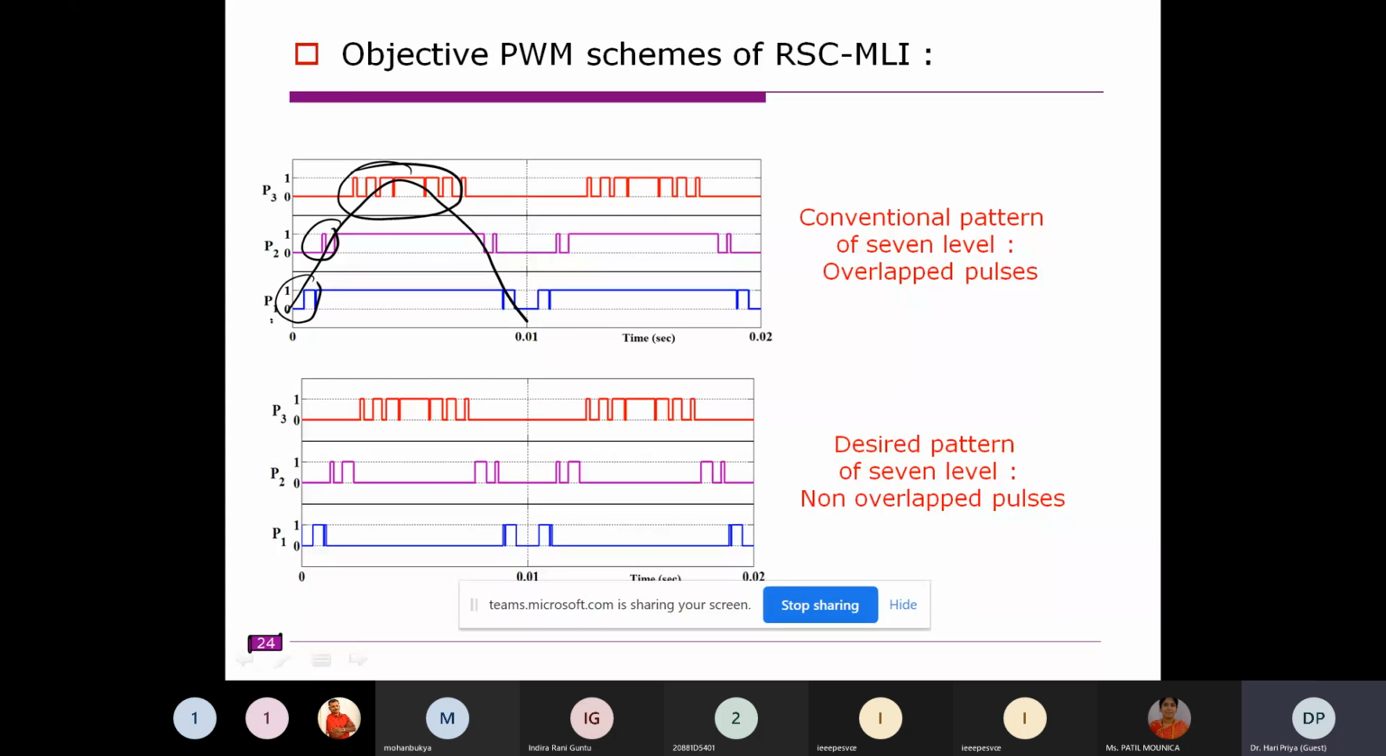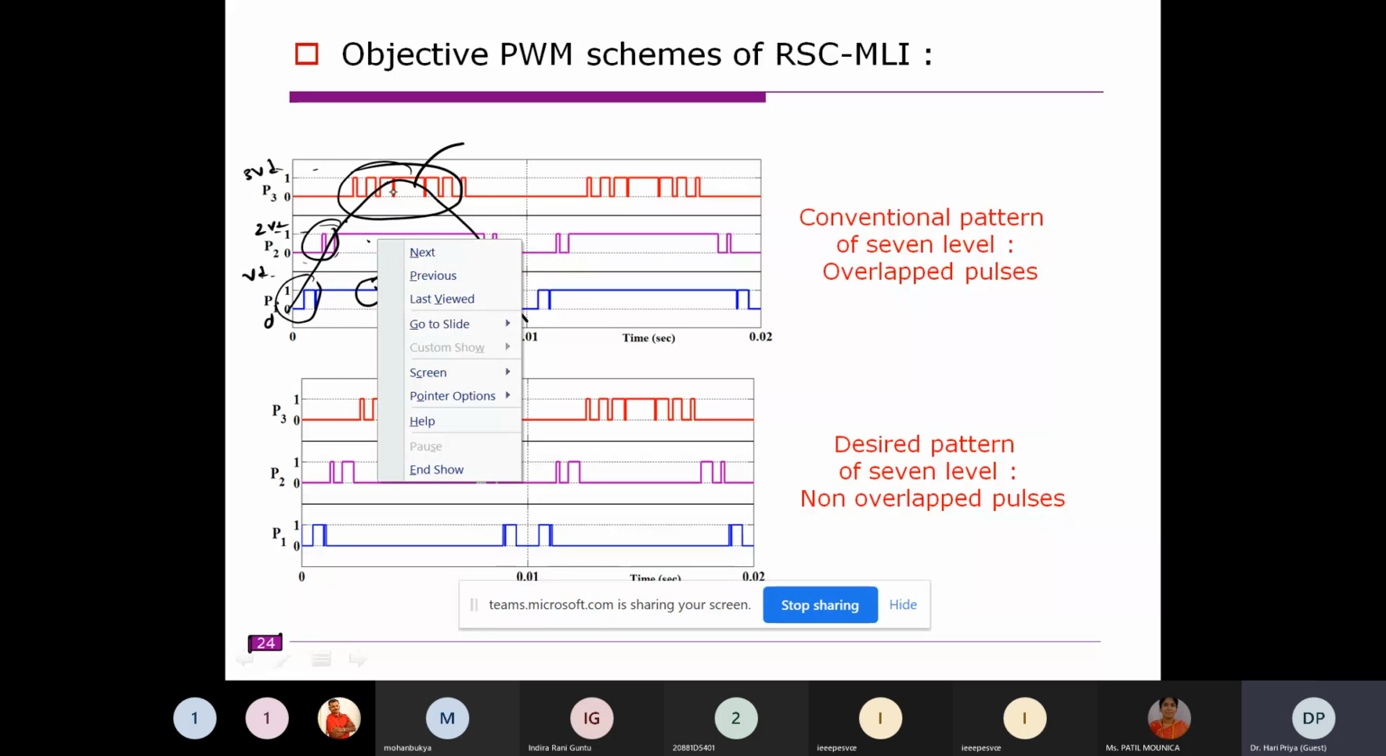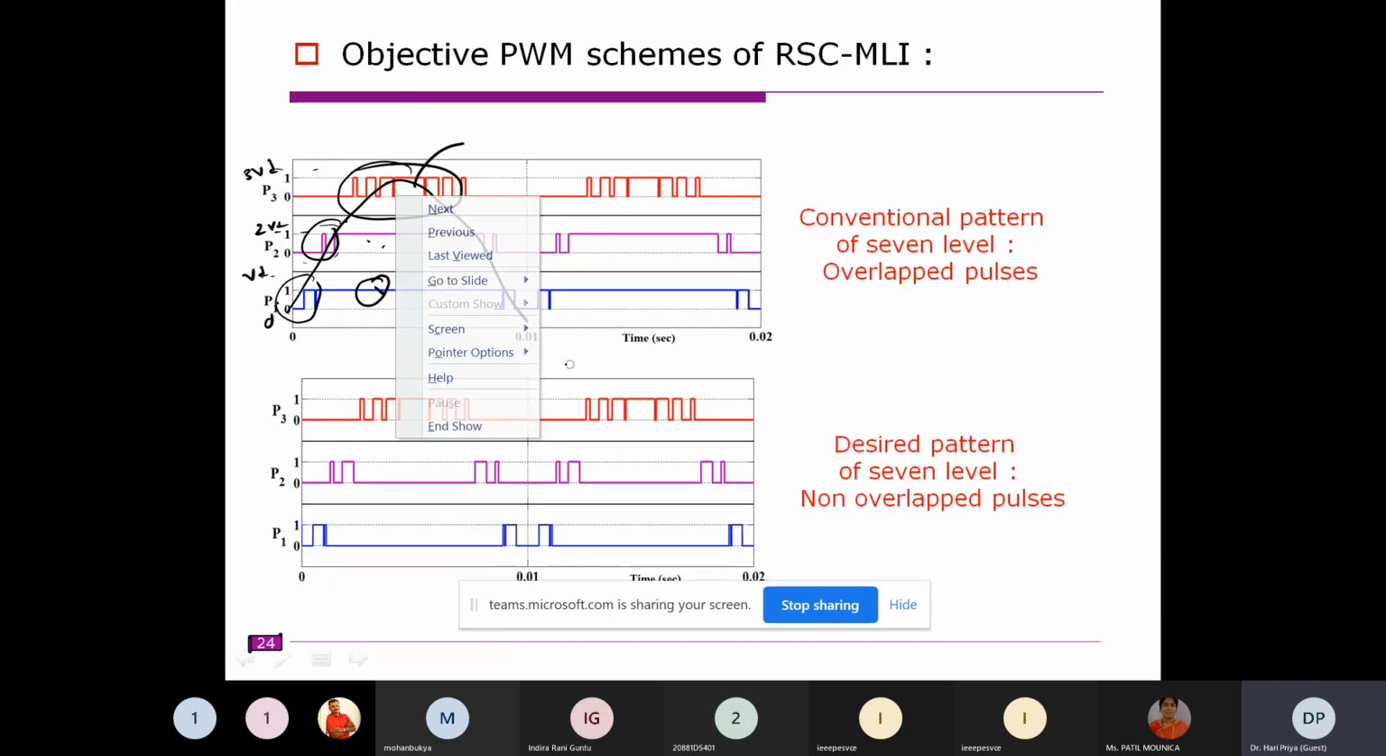Let me call this VDC, this point 2 VDC, and this point 3 VDC. So this pulse P3 is responsible for obtaining the voltage band of 2 VDC to 3 VDC. Pulse P2 is responsible for the voltage band of VDC to 2 VDC. Similarly, the lower pulse P1 is responsible for the voltage band of 0 to VDC. This is how pulses are actually obtained. But the point is, we have an overlapped pattern. The pulse responsible for lower voltage levels remains high even in higher levels. That means P1 is high even when P2 is high and P3 is high. P2 is high when P3 is high. So we have such kind of issues.